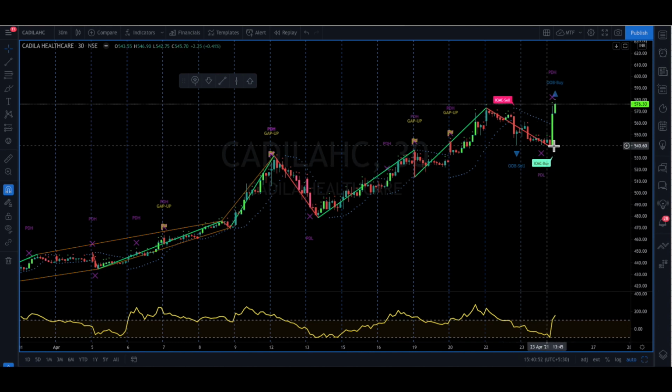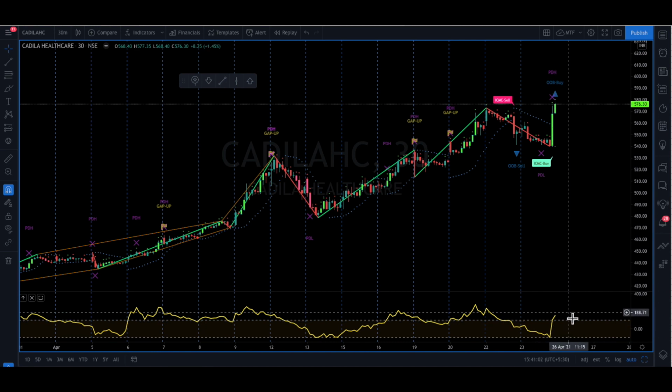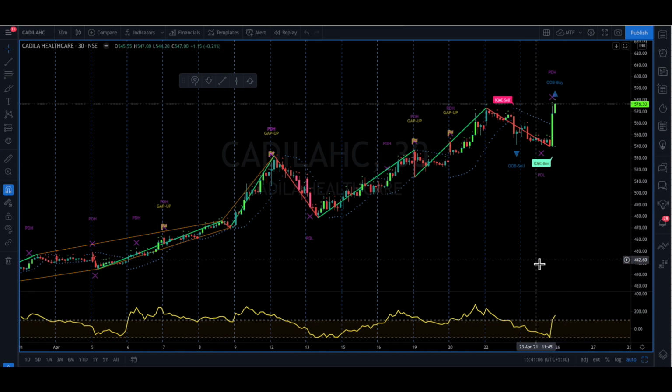So this was quite a fast move here, and of course it has also turned on the 30 minutes chart. We see that the CCI has also turned more than 100 here. So basically it's bullish on the CCI front also.